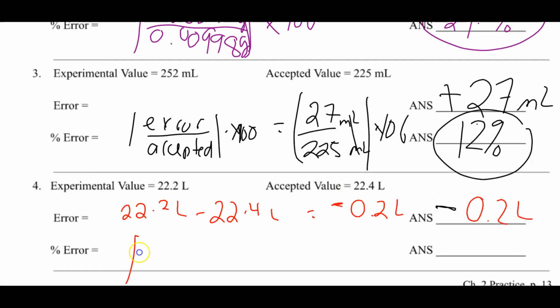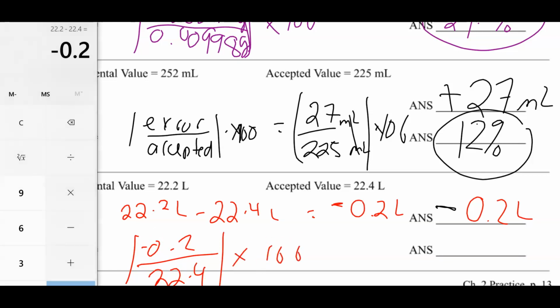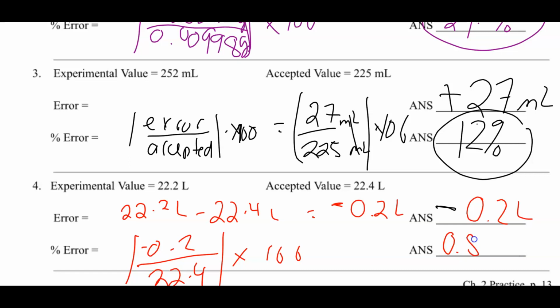So percent. We're going to take that error, so 0.2, the absolute value of it, over the accepted, over 22.4 times 100. So divide by 22.4. Remember, it's the absolute value, so that negative sign doesn't matter. We are 0.893% off. Good. So if you have any questions, just make sure you go back to your notes, check the work, and let your teacher know.